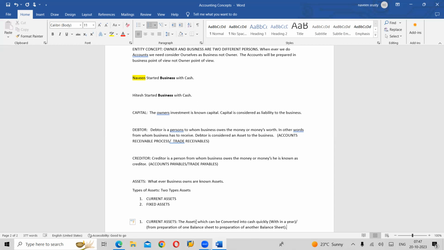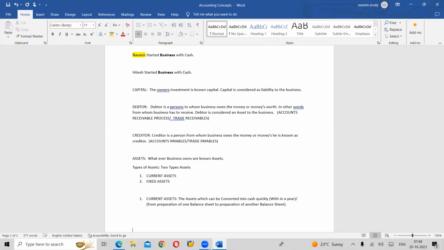But at the time of purchase of that particular building, car, laptop, computer, or machinery, what would be your intention? At the time of purchase, do you want to utilize it for a longer period, or sell it immediately or within a year's time? Use for a longer period. So according to the intention at the time of purchase, we classify it as a fixed asset.